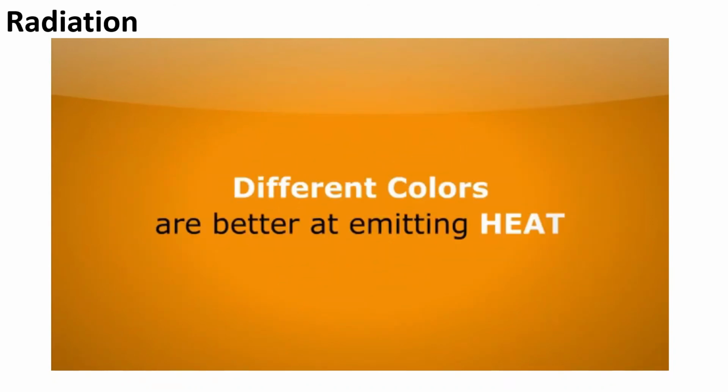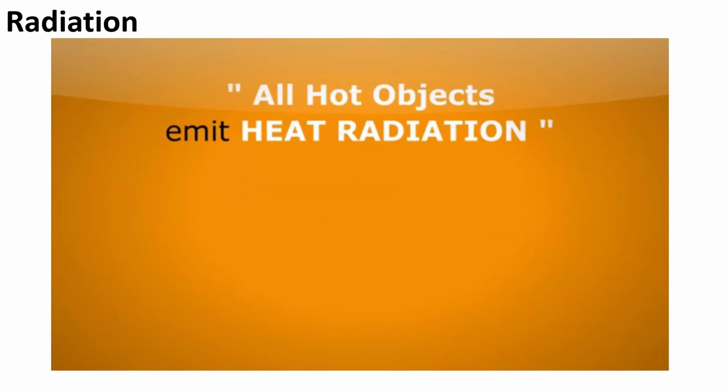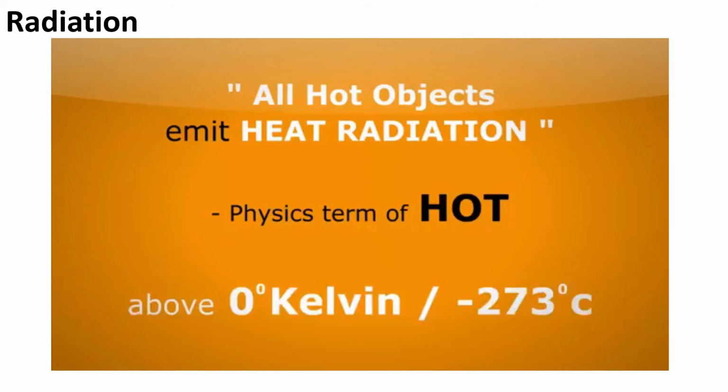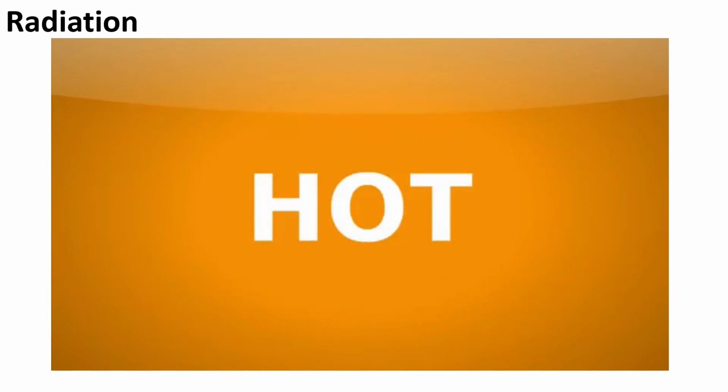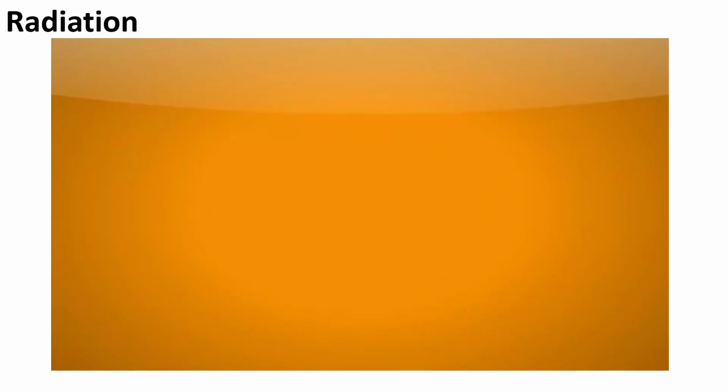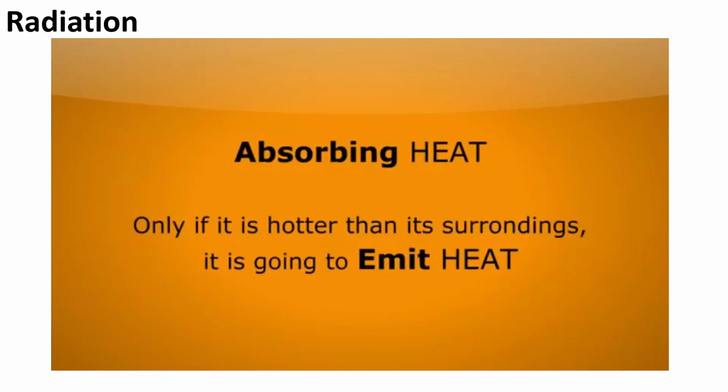We actually find that different colours are better at emitting heat than others. Now, all hot objects emit heat radiation, and this is a physics term of hot. What it essentially means is any object above 0 degrees Kelvin, or minus 273 degrees Celsius. That's what us physicists mean by hot. So anything above that emits heat. However, it will also be absorbing heat radiation. And it's only if it's hotter than its surroundings that it's actually going to be emitting heat overall.